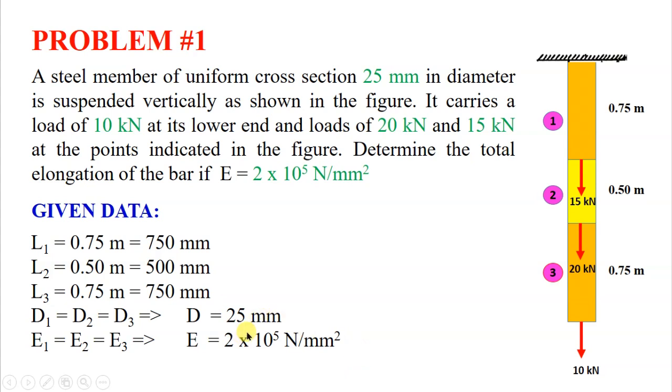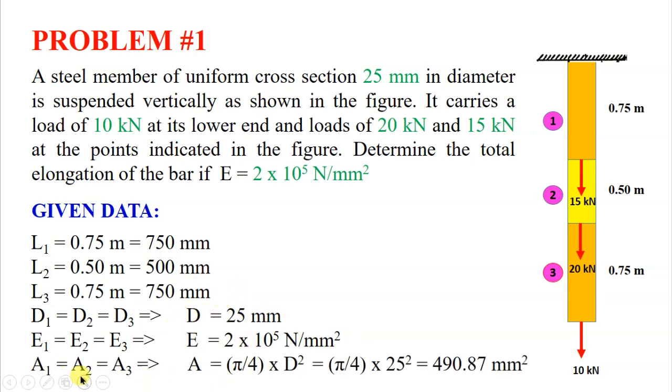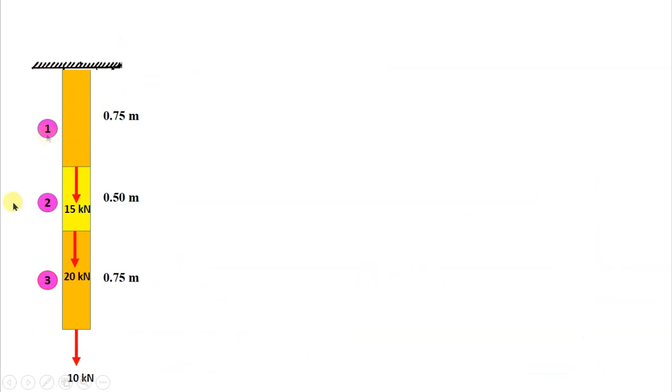With the help of the diameter, A1, A2 and A3 are same, which gives you A is equal to pi by 4 D square, that is equal to pi by 4 into 25 square, which gives you 490.87 mm square. Here we have to find the change in length delta L. So this is the bar given in the problem. We are going to split all the three sections into separate parts. That is, we are drawing free body diagram for each and every section.